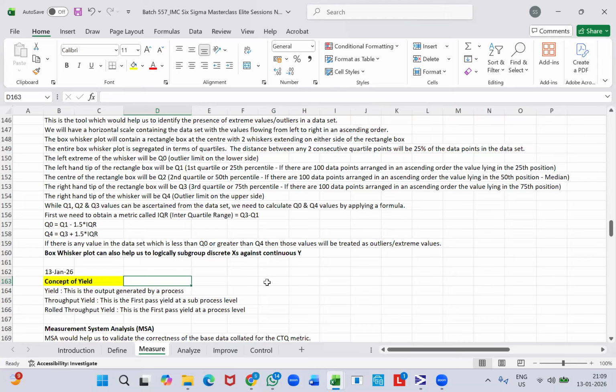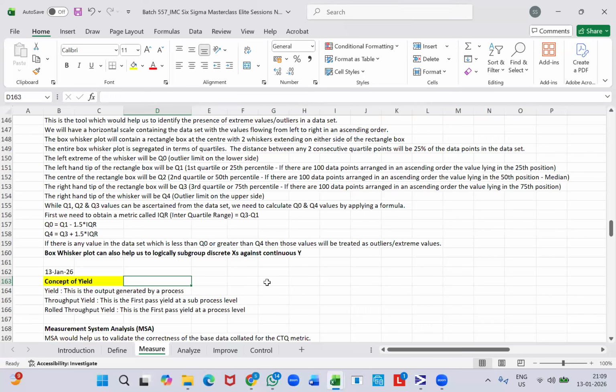So it's an accurate output which is generated by the process. And then we have a metric called throughput yield. So what is a throughput yield? Throughput yield is the first pass yield generated at a sub-process level.